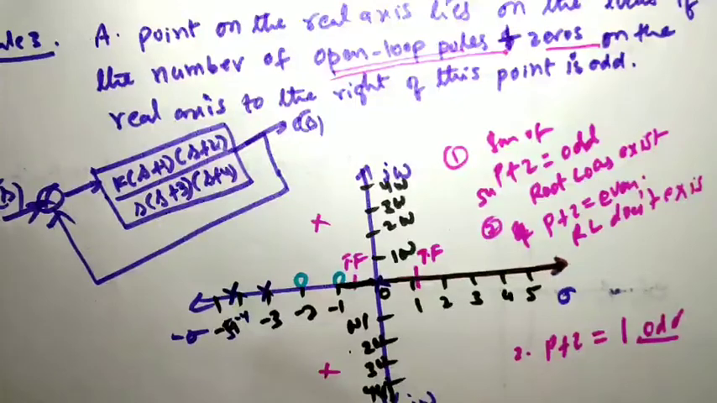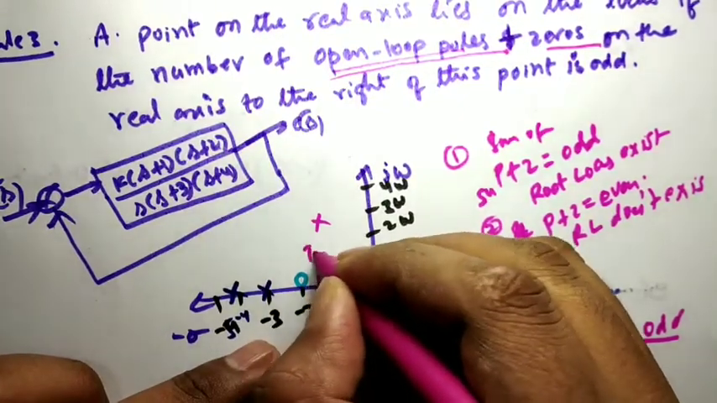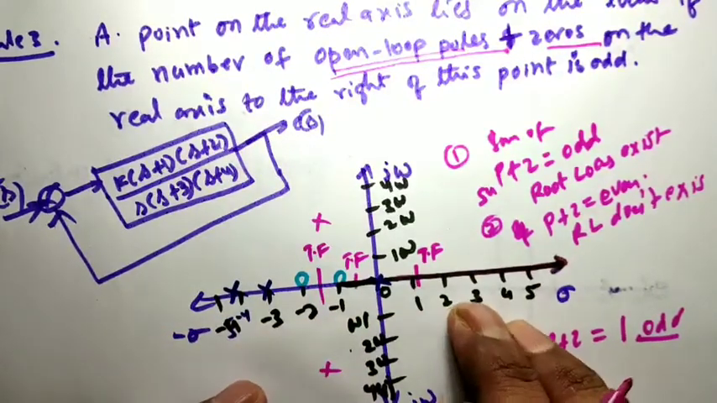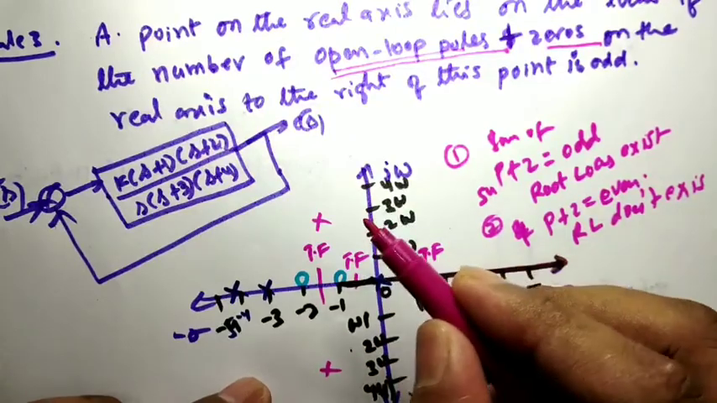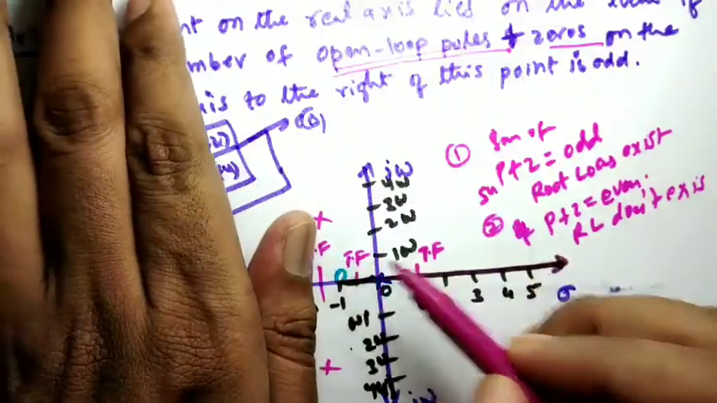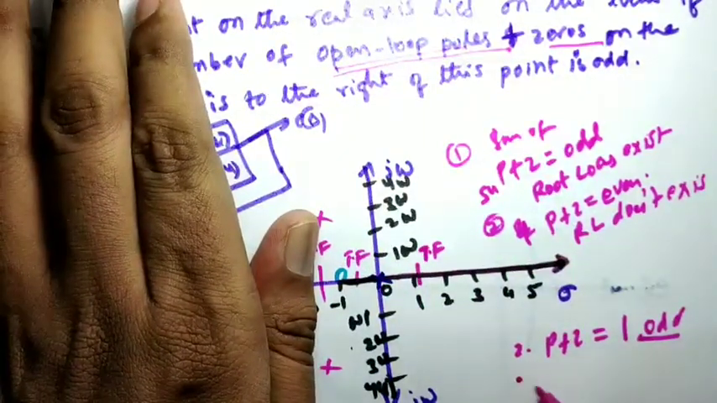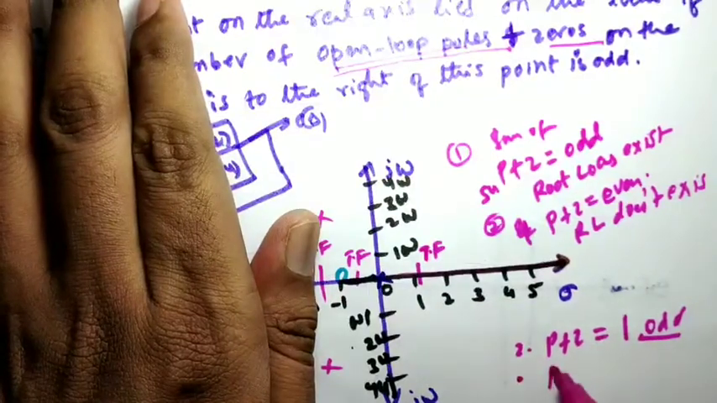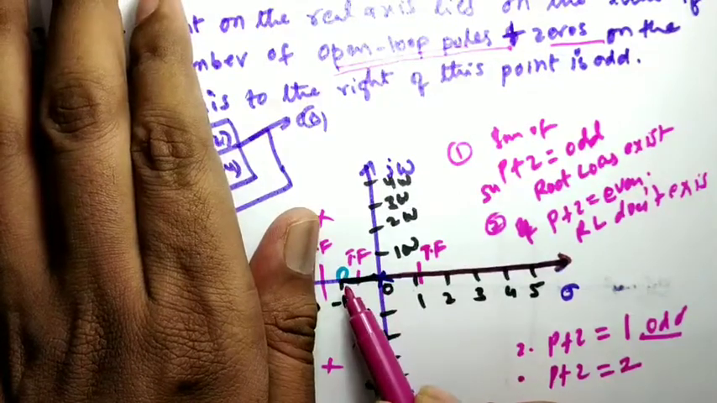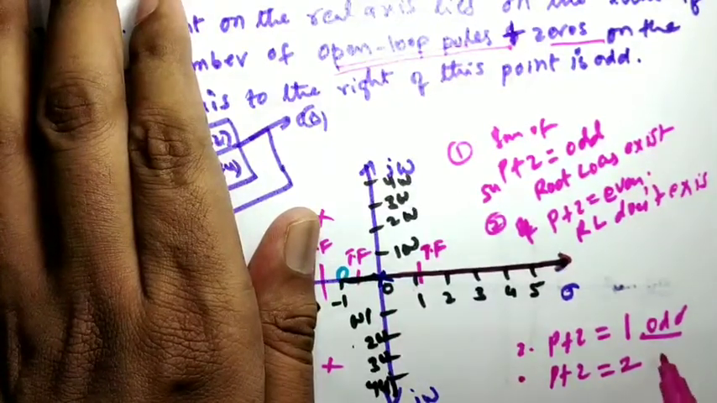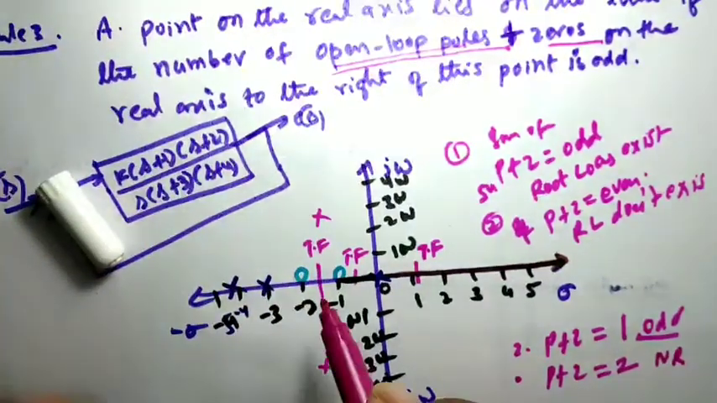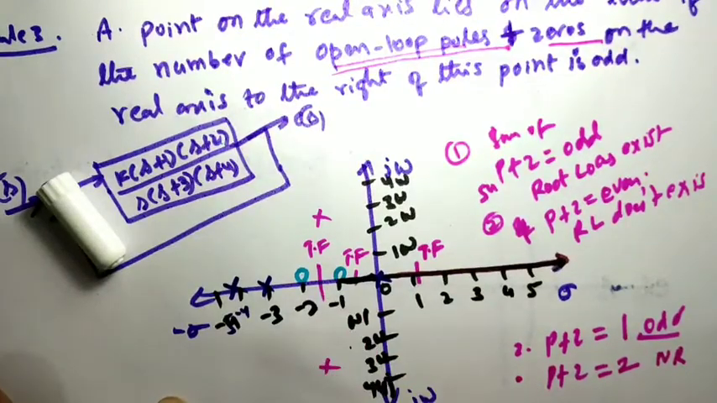If I take a test point here, you have to check every pole and zero, the entire real axis. To the right side of this test point, what is the sum of poles and zeros? It is 2, one pole and one zero, right? Since it is an even number, no root locus will exist. So this portion will not belong to the root locus path.